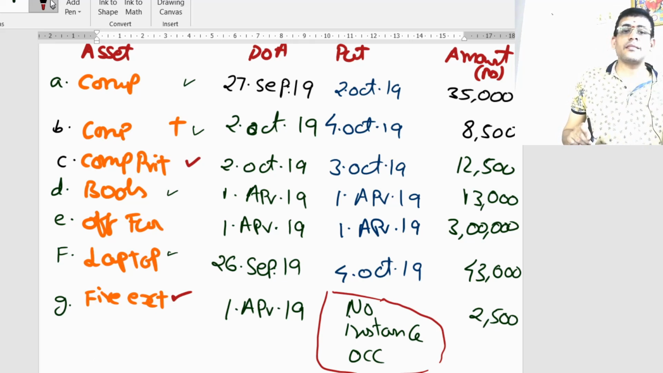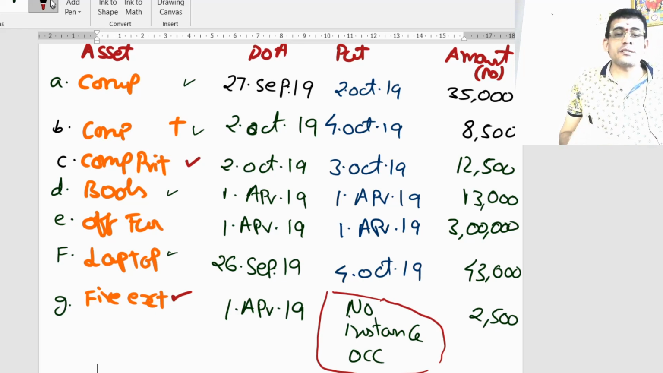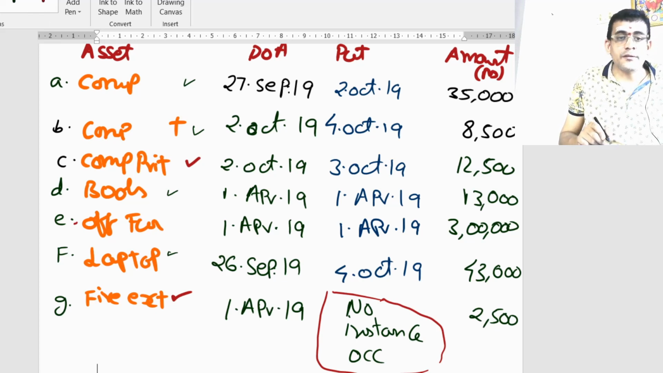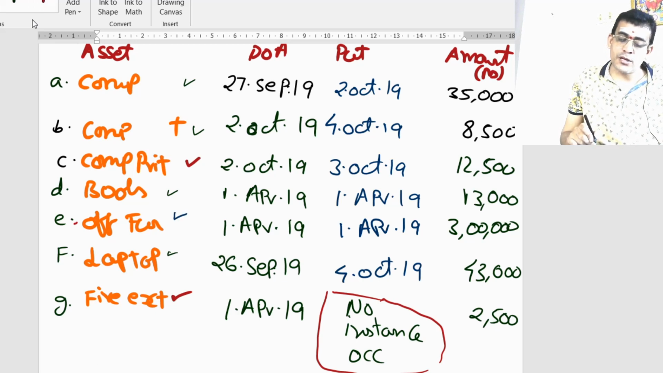Now we are left with 2 more assets. What are they? Office furniture and the intangible asset, which is nothing but the goodwill. Now let us see what we can do. Office furniture will be considered as a separate block. So how many blocks did we have?